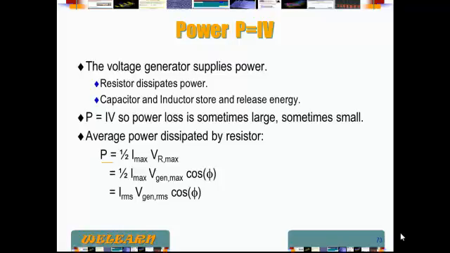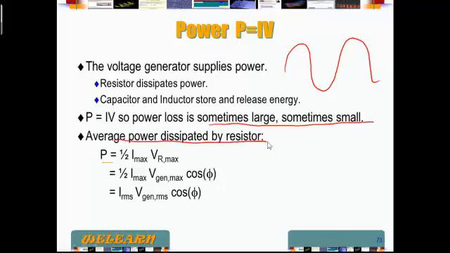And since in an AC circuit, our current is going to follow a sine wave function, and since the voltage across the resistor is going to change depending on the time in the circuit, power is going to change in time from large to small values. And as we discussed in a previous chapter, then we talk about the average power dissipated.